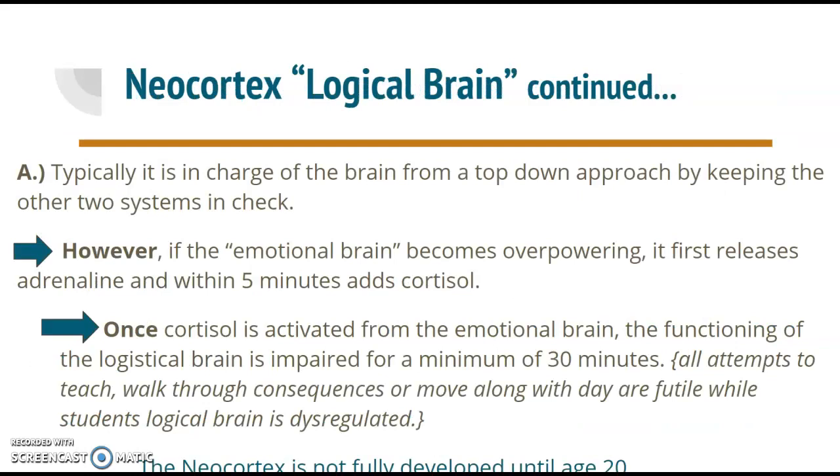So if we look at our logical brain, this is in charge of our top down. I have some really cool graphics that I have elementary school kids work through when talking about a top down brain and their emotional brain. If their emotional brain becomes overpowering, it first releases adrenaline, and then within 5 minutes it adds cortisol. And what do we know? When cortisol is activated in the emotional brain, the functioning of the logical brain is impaired for a minimum of 30 minutes.